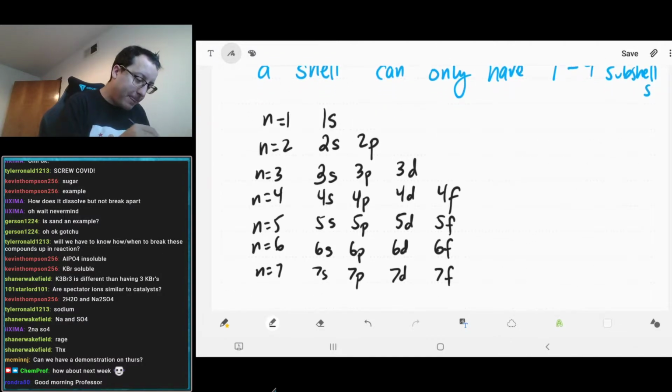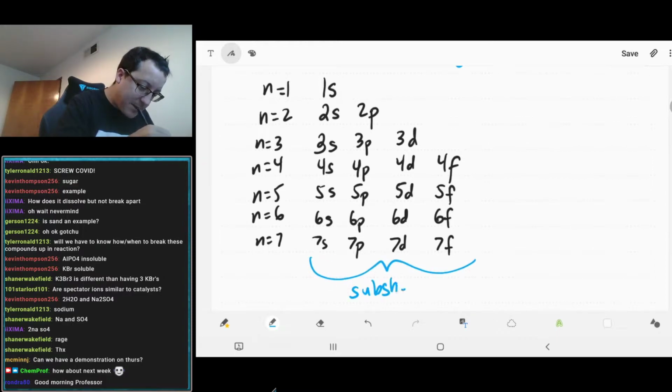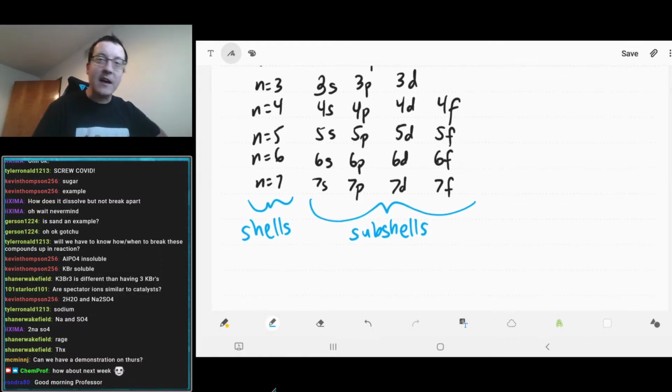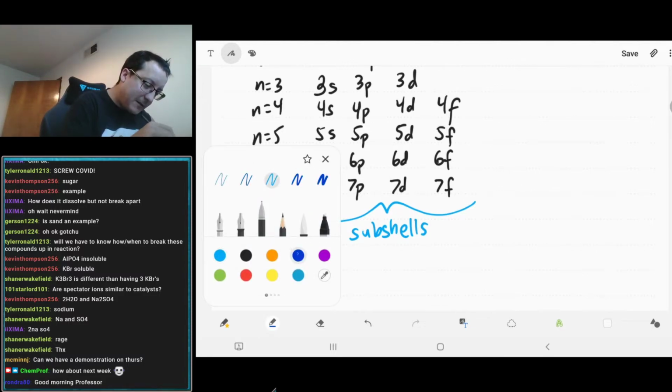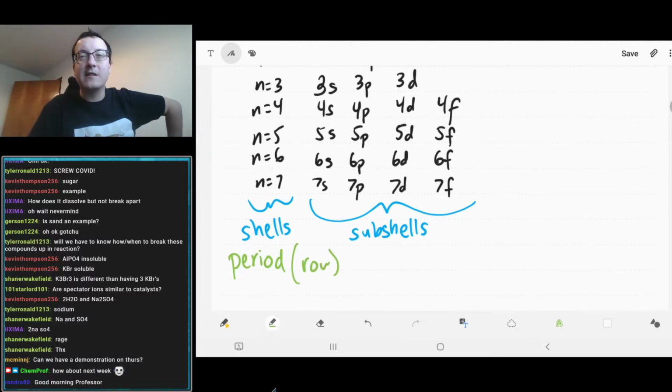So, these guys are all the possible subshells. And these guys are all the possible shells. And we're going to see that we can talk about these in terms of the periodic table. We're going to see that the shells correspond with the period. That's the row of the periodic table.